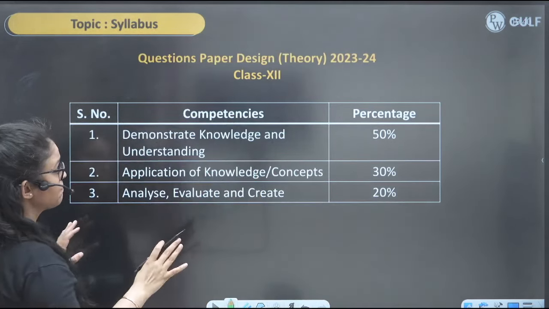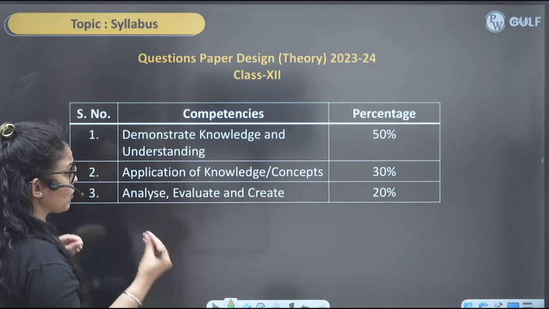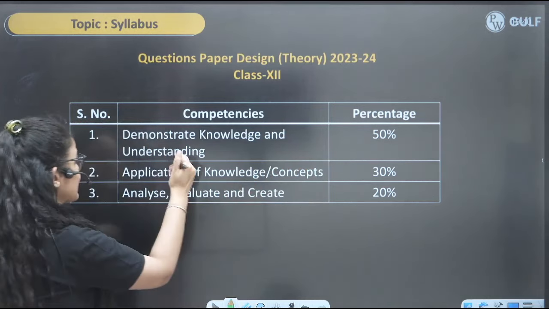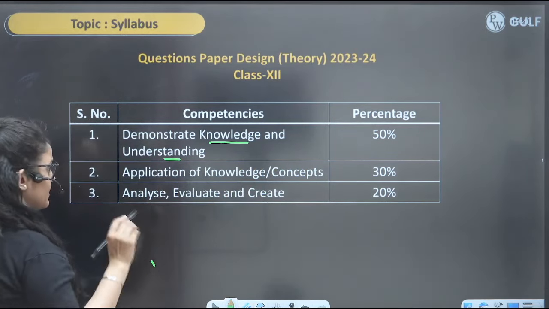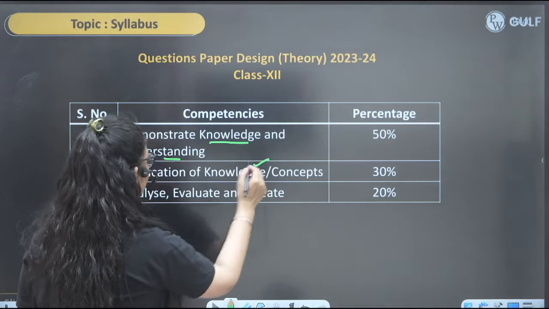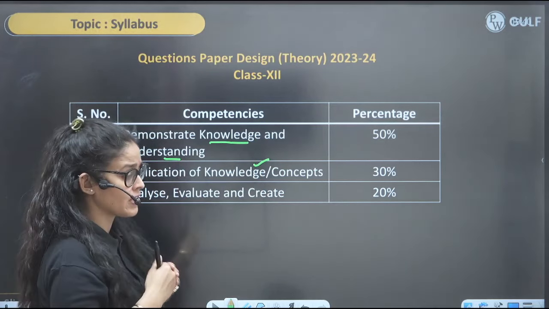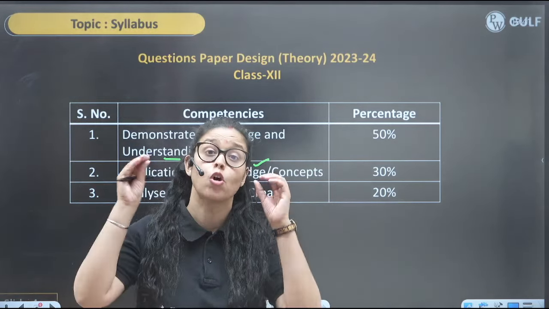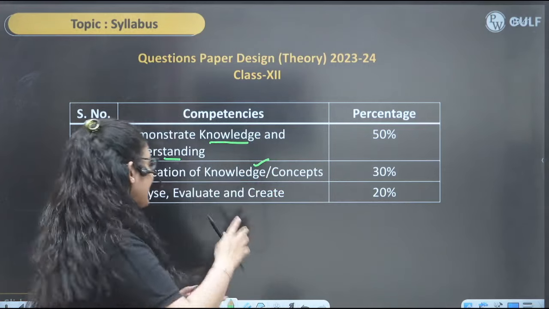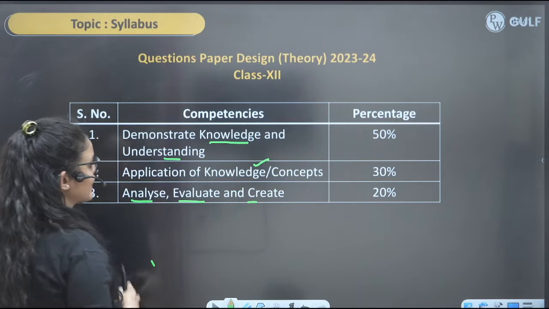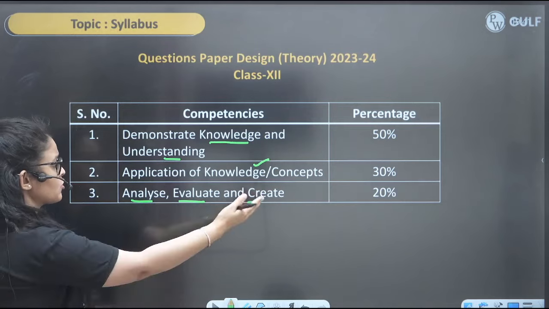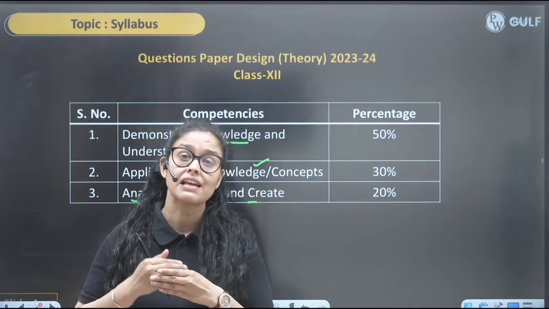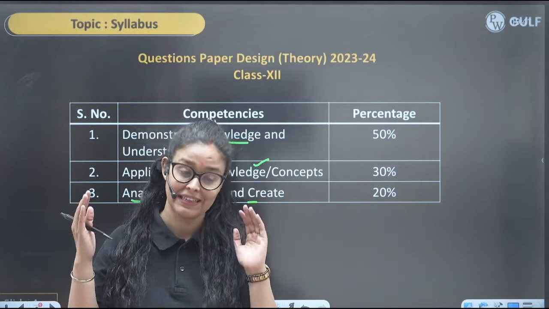Now you just see what the paper design is, right? What kind of questions they will be giving you. 50% of questions that you will see in the exam will be based on your knowledge and understanding, right? The other one is on the basis of application of the concept or knowledge, where they will be asking you application based questions on the concepts. And the next one is to analyze, evaluate, and create the particular answer. 20% of questions will be of this type. So this is how they will be asking you questions in the exams, right?